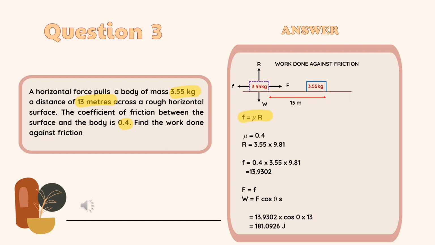13.9302. So, I use the formula W equal to F cos theta multiplied by S. So, 13.9302 multiplied by cos 0 multiplied by 13. I get the answer 181.0926 joule.